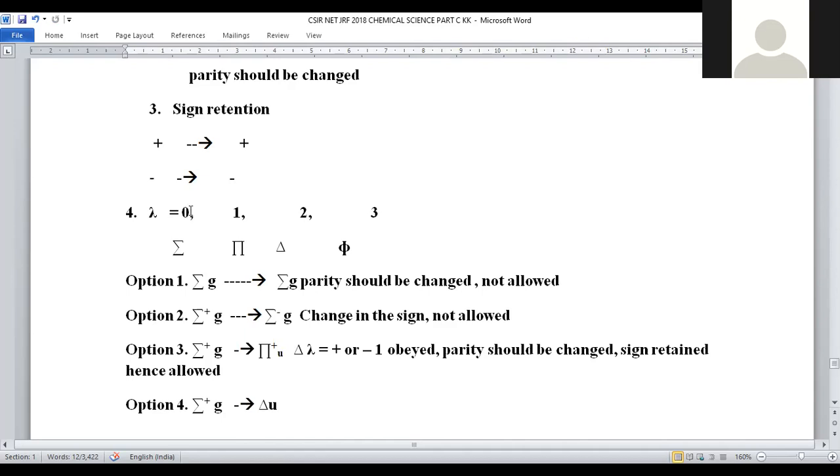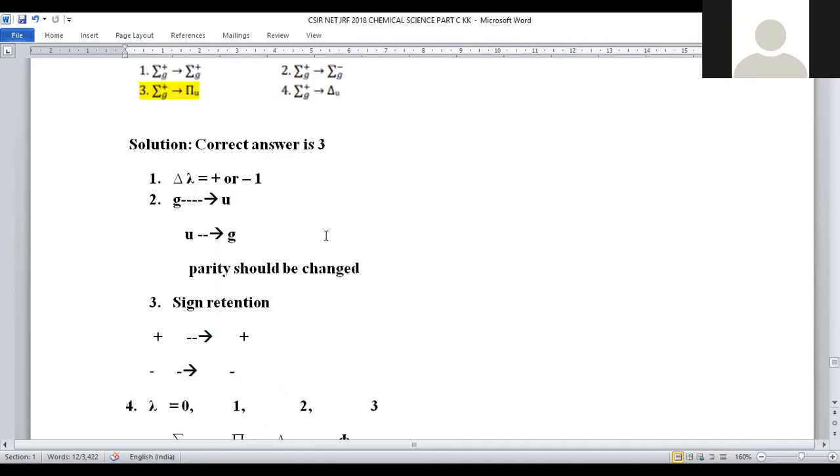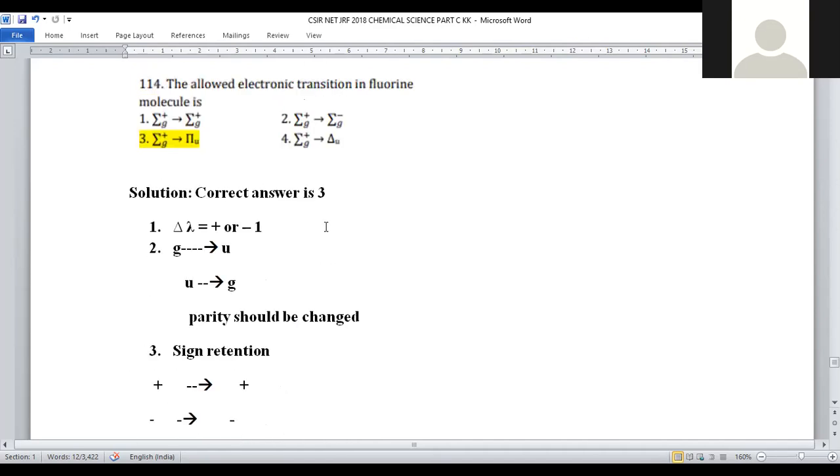And the fourth one is lambda equal to 0, 1, 2, 3. If the value is 0, that is denoted with sigma. 1 is denoted with pi, 2 is denoted with delta, and 3 with phi. So in this way, when the 4 rules are obeyed, then it is considered as an allowed transition. Let us see one by one.